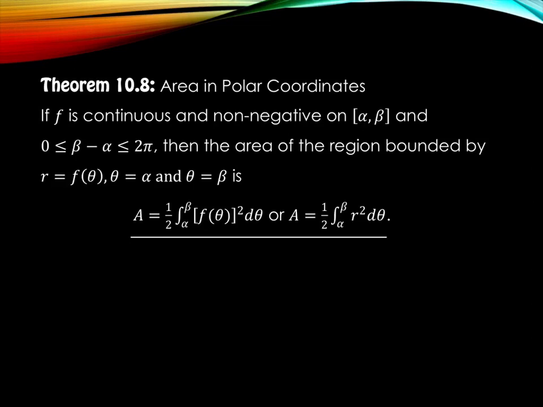this. So if f is continuous and non-negative on the interval from alpha to beta, then 0 is less than or equal to beta minus alpha is less than or equal to 2 pi. In other words, the measure of the angle between alpha and beta is between 0 and 2 pi. Then the area of the region bounded by r equals f of theta, and theta from alpha to beta, is 1/2 the integral from alpha to beta of f of theta squared d theta, or you could say r squared d theta.